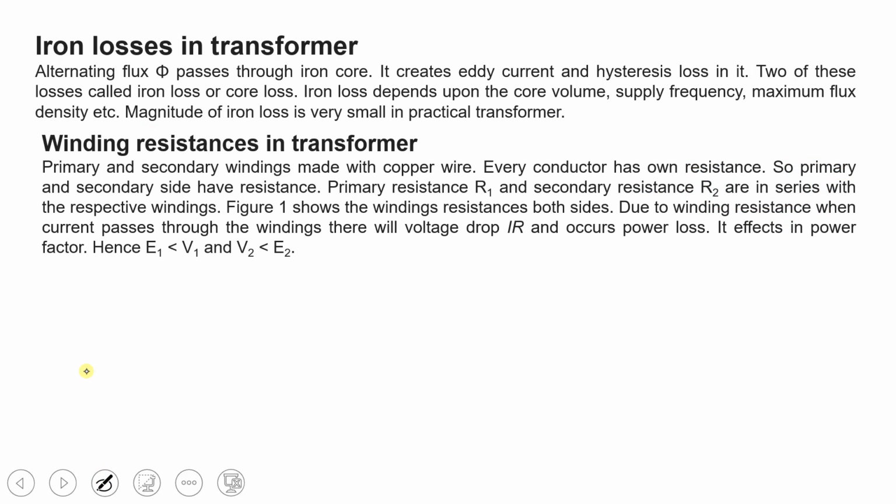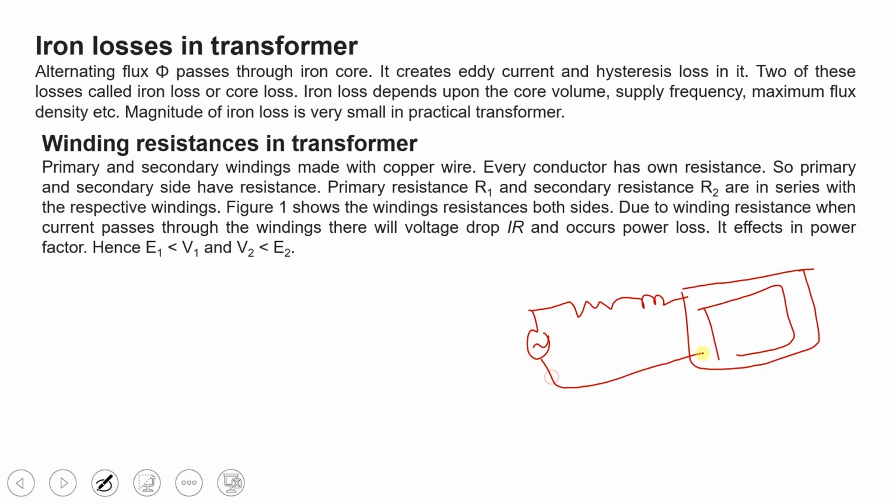Primary and secondary windings are made with copper wire. The windings we have on the primary and on the secondary side are made up of copper wire. Every conductor has its own resistance, so the primary and secondary sides have resistance. As I have shown you in the previous diagram, we drew a resistance and an inductance on the primary side. This resistance is due to the windings having some resistance.